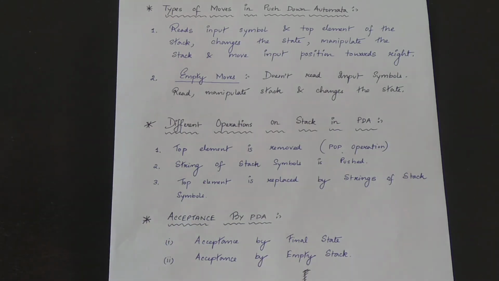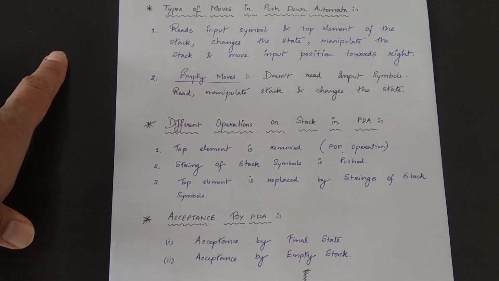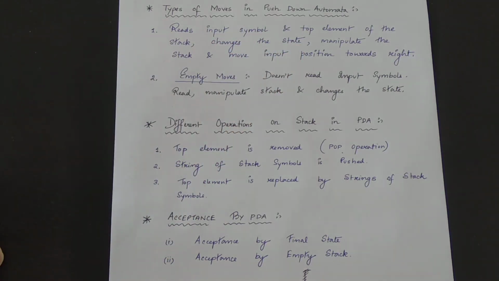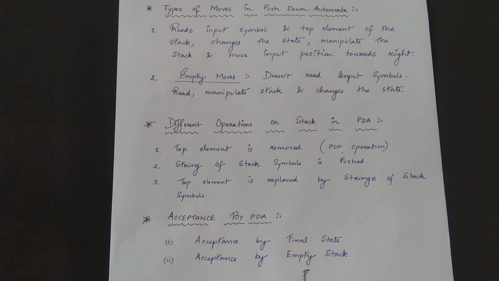So these are the three topics. No worry, acceptance of PDA will be done properly in lecture number 3, but I have just introduced the terms here. But let us check out these two topics. Types of moves. The first one is reading the input symbol, and the second one is the empty move. Reading the input symbol and top element of the stack is one kind of move. It changes the state, manipulates the stack, and moves the input position towards the right, as I have already told you in a previous example, where the input tape read head moves towards the right until it reaches epsilon. So that is one kind of move, correct?